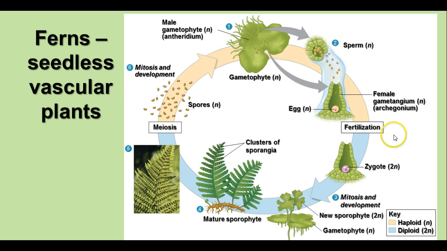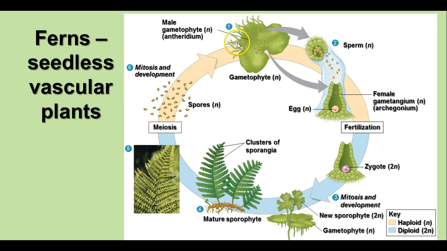In the seedless vascular plants, which includes the ferns, these also produce spores, but this time the sporophyte is the dominant part of the life cycle. So the mature sporophyte here has clusters of sporangia on the backs of the fronds. Those clusters are called sori, and each sorus contains a number of sporangia, which produce many tiny little spores by meiosis. The spores can then grow into new gametophyte stages.